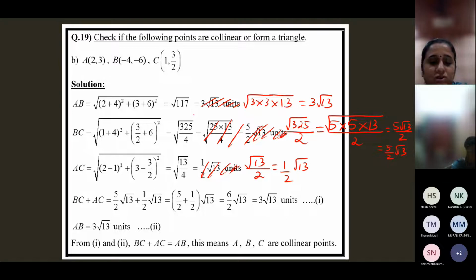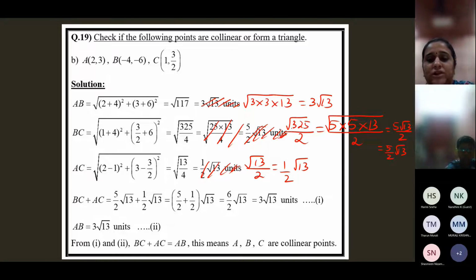See, children, let me read what I've written. I've just corrected it. I've written the answers directly, and I just want to include a few steps. So see here, after root of 117, when you find the prime factors, you will get 3 into 3. 117 is 3 into 3 into 13. So from two 3s, one 3 comes out. So 3 root 13. Then when you get root of 325 by 4, square root of 4 is 2. So you can see the denominator 2.